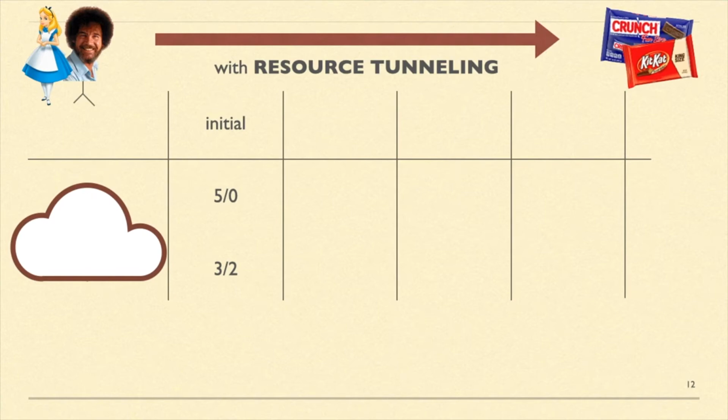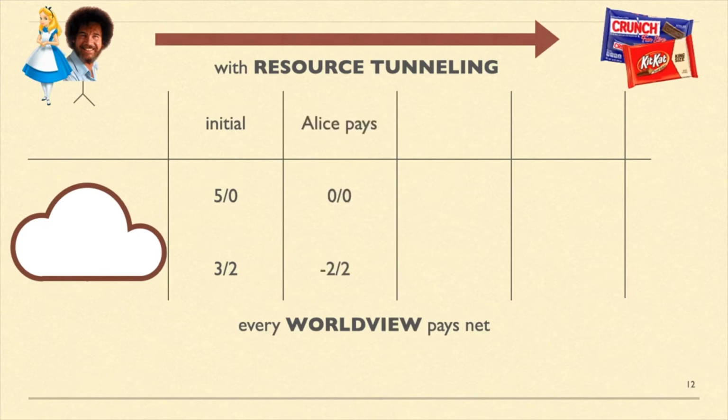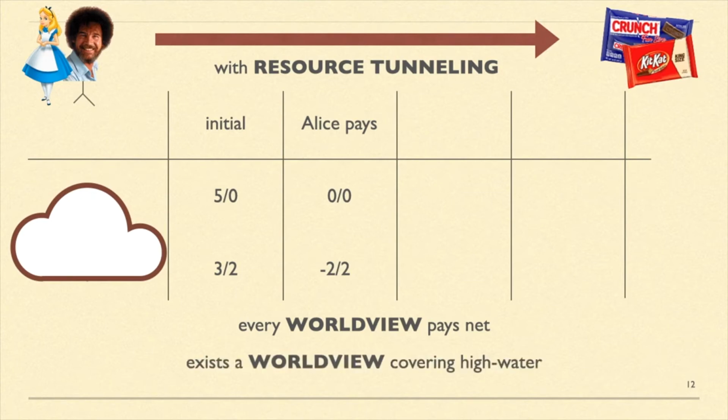The first major principle in this bookkeeping is that every worldview pays the net cost of whatever operations occur. So, when Alice pays into the vending machine, this is the resulting allocation in each worldview. You will now notice that in the second worldview, Alice has negative money. This is usually nonsensical, but we are going to allow it right now, as long as the second principle of this bookkeeping is satisfied. That is, there always exists a worldview that covers the high watermark of resource usage, which would be a worldview where our money never goes negative. You see here, the first worldview satisfies that principle.